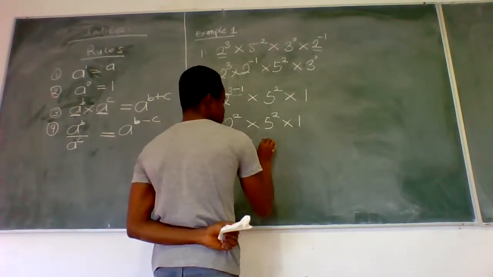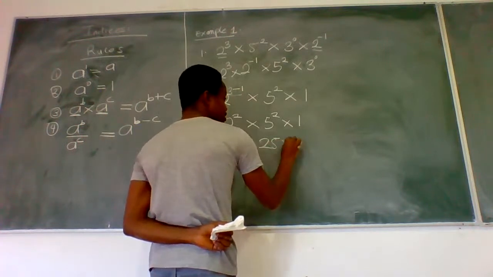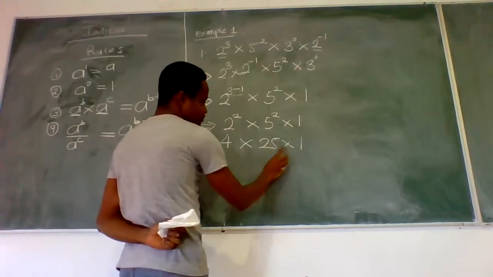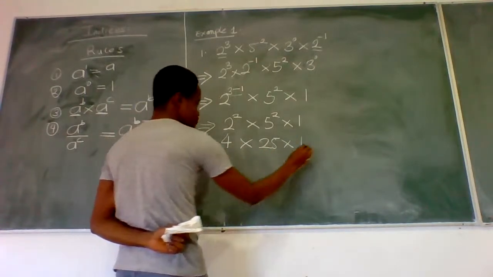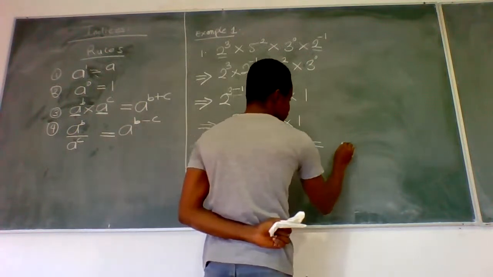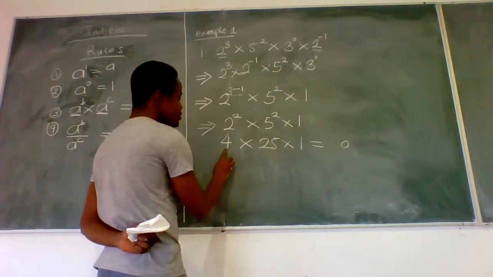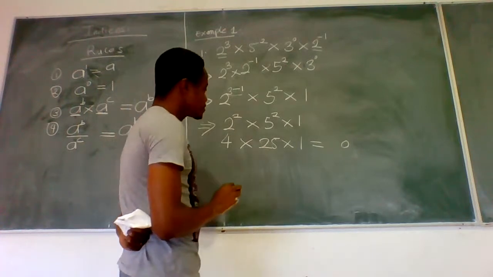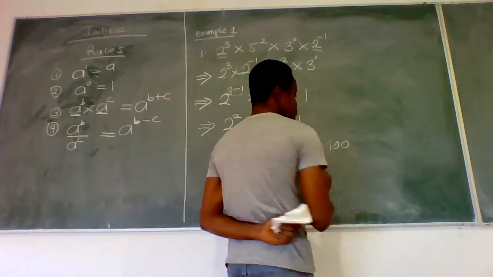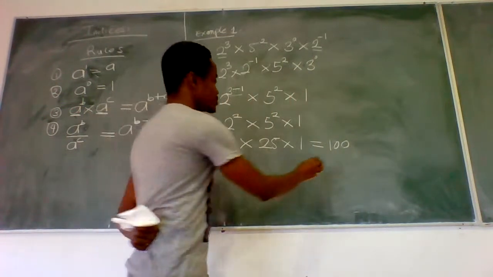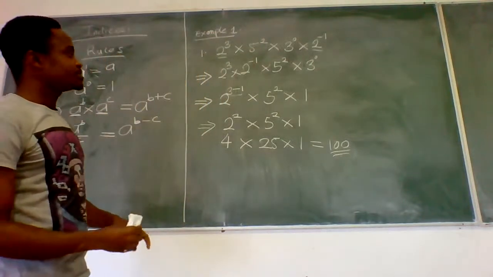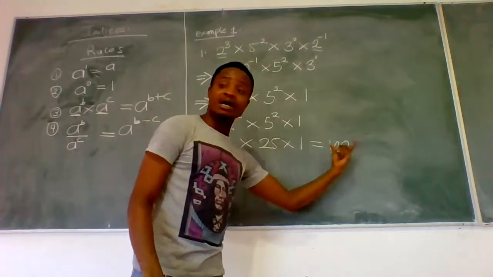Then 5 exponent 2 is 25 times 1. So 4 times 25 times 1 is equal to... 4 times 5 is 20, 0 remainder 2. 4 times 2 is 8 plus 2, 10 times 1. So we have 100. So simplifying this using indices, we had 100.